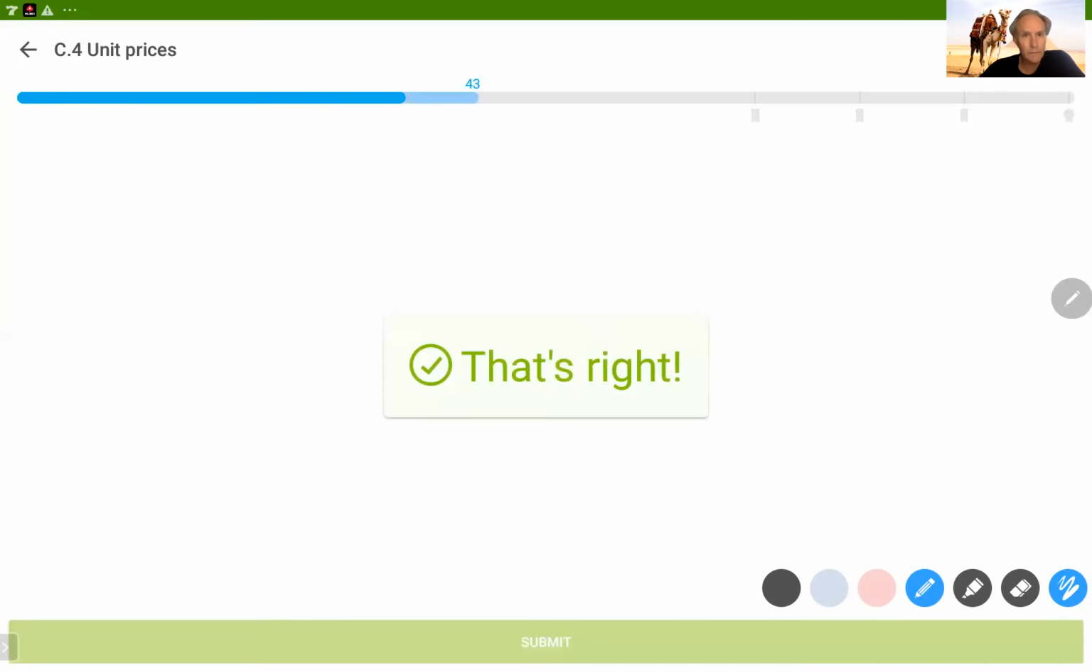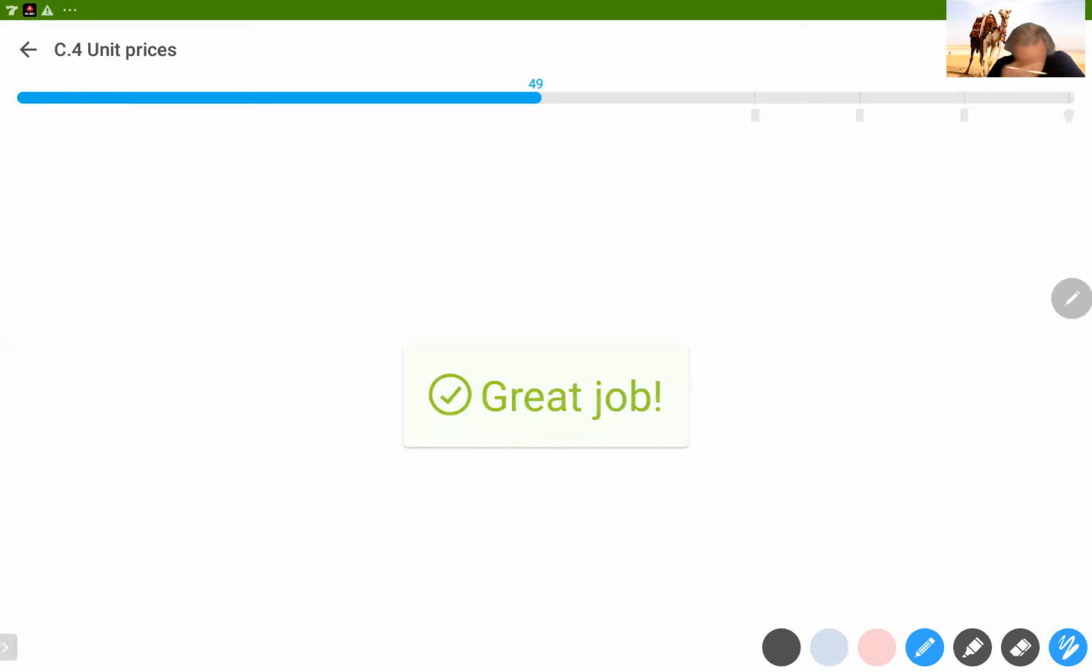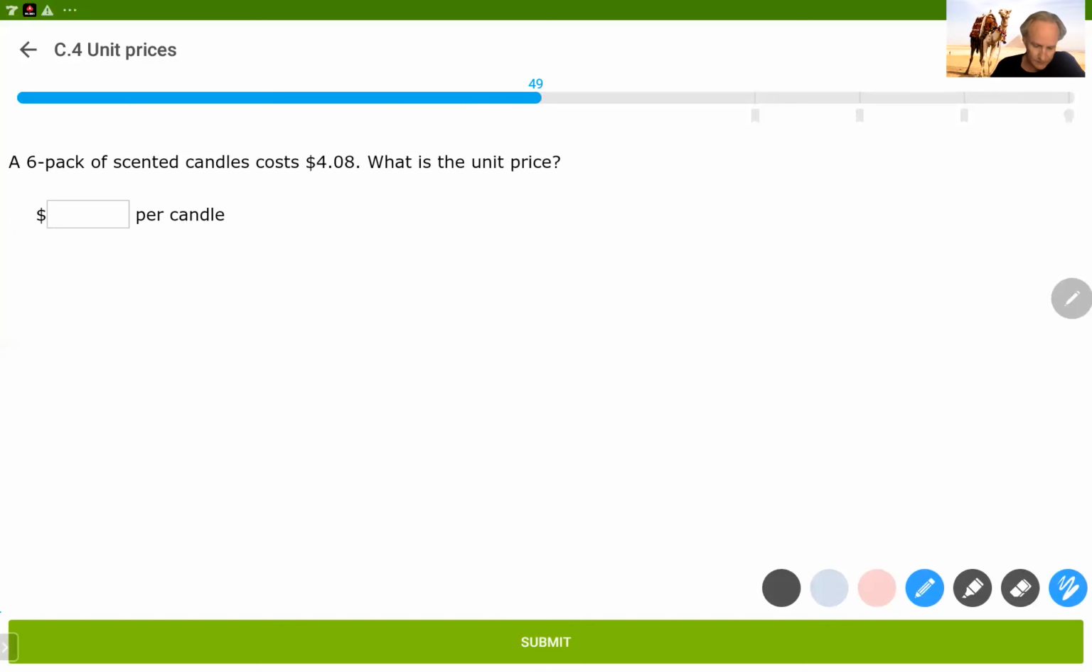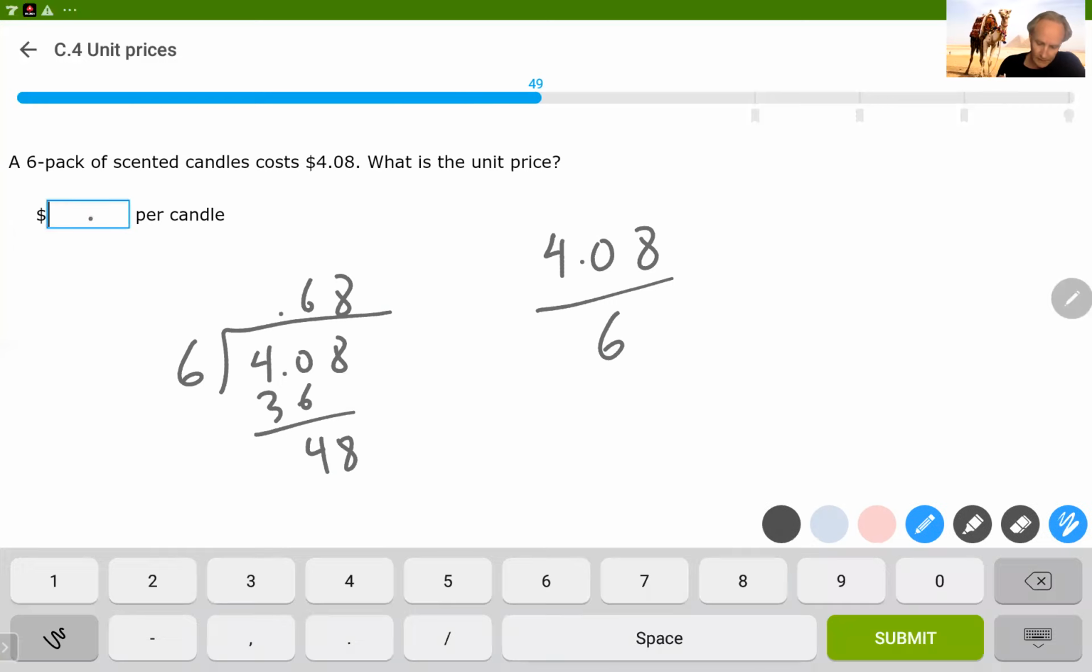Easy to make an error when you're doing it by hand. I think I would just go ahead and use a calculator on this when needed. On the ones that are easy, though, I would say this is $2. Oops. Not right on the answers. 4.08 divided by 6. And I'm going to go ahead and do the division on the side here. This is 4.08 divided by 6, goes in 6 times. That's 36, and 48 gives us 8. And that is 68 cents per candle.